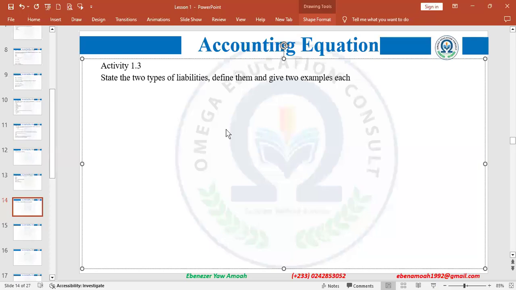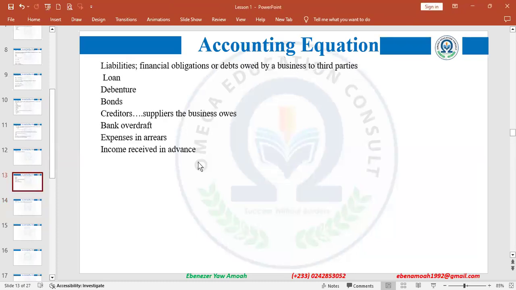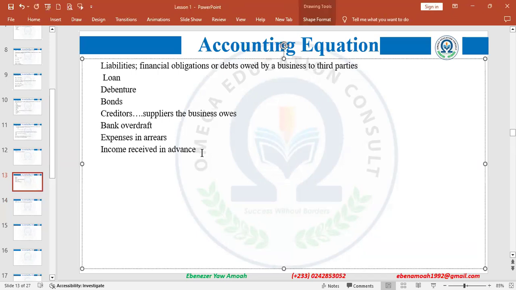Okay. So I think you have all submitted your answers for the activity. And the types of liabilities are the long-term liability and the current liability. So long-term and current. I think you all had that.